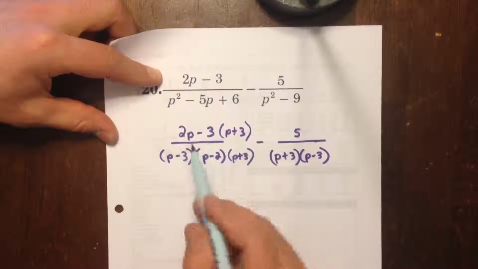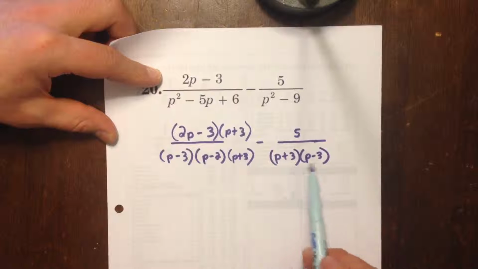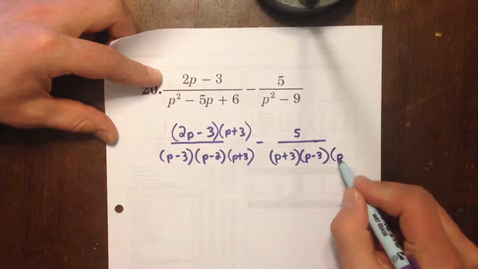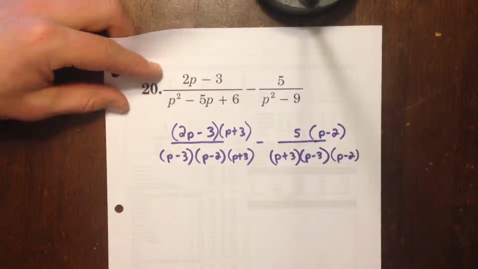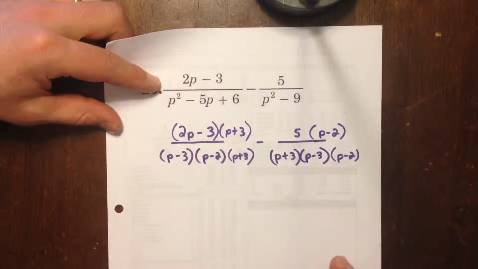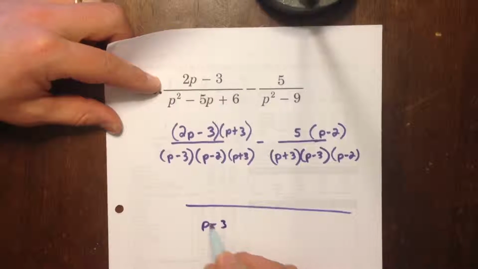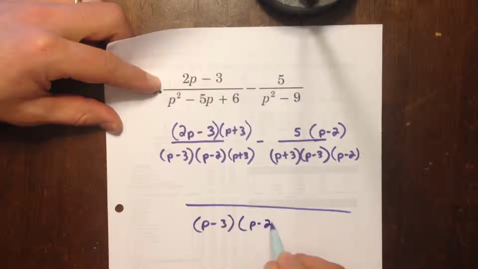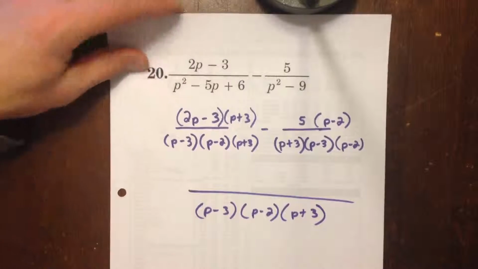And how do I multiply these two together? Through foiling. You're going to foil the top here. Now this one is missing the p minus 2. So a lot of multiplication going on up top. So I'm going to write that out. That's what I have left on the bottom.